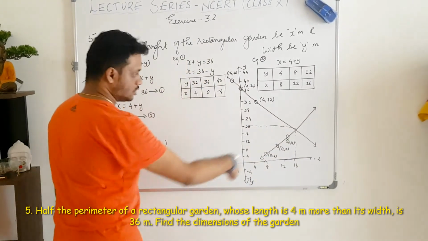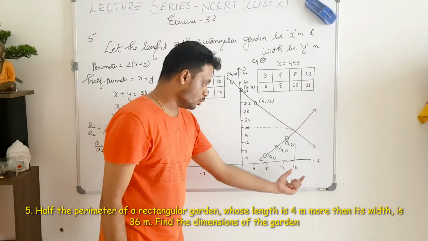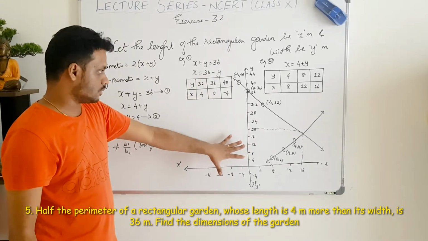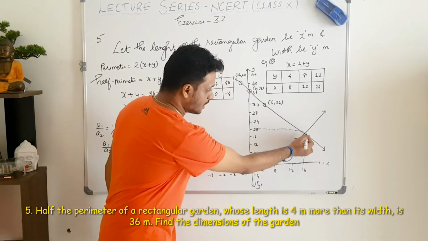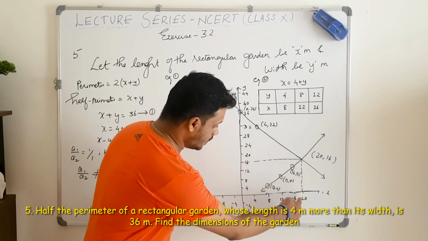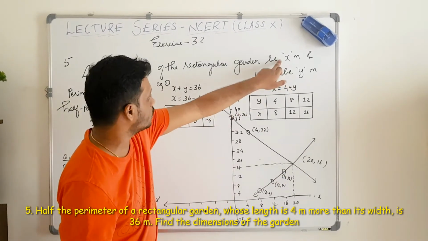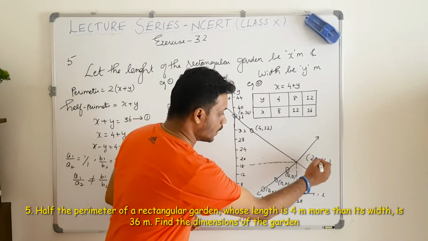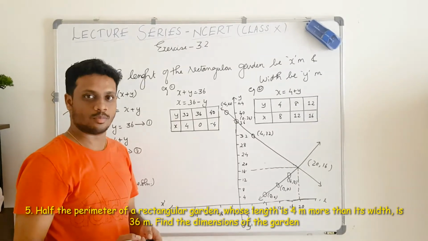So when I connect these two lines and extend them, and the scale I have taken here is 4 units, because my values are quite bigger, so I will not be able to accommodate in a graph if I take 1 unit. So when I extend both the lines, I see they intersect at a point. The point of intersection is 20 in the x-axis and 16 in the y-axis. So x corresponds to the length and y corresponds to the width. So the garden is 20 meters long and 16 meters wide. So that is the solution that we obtain.